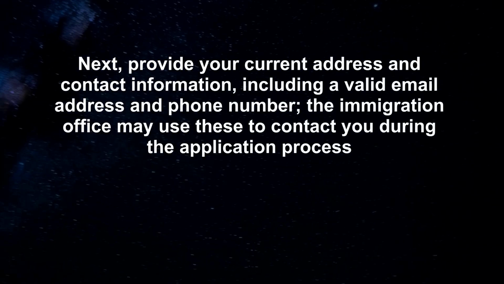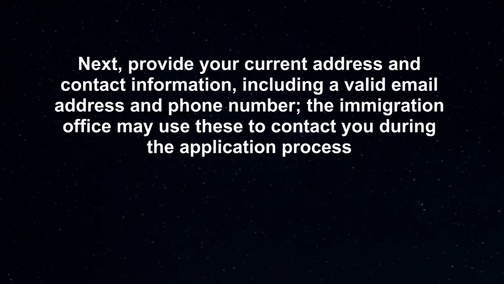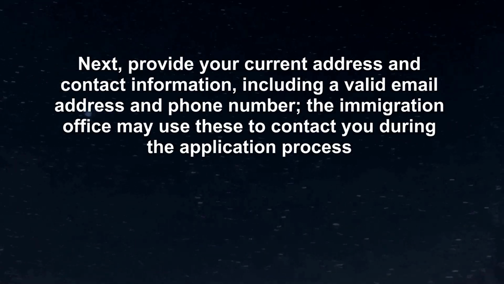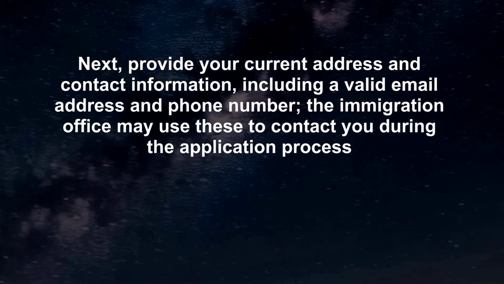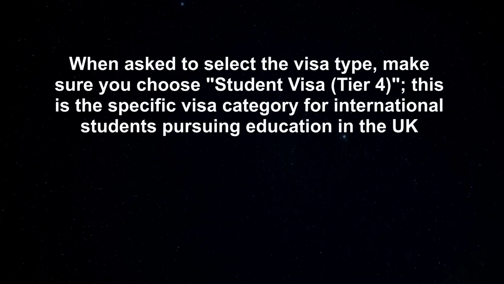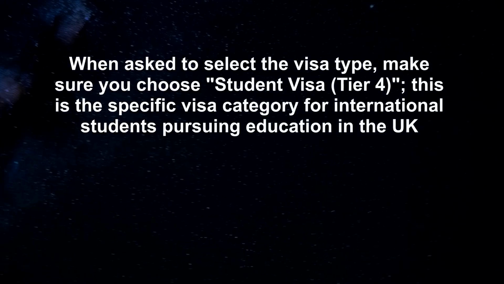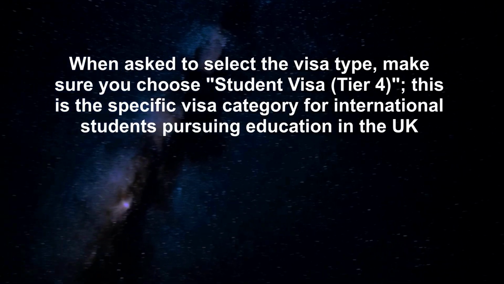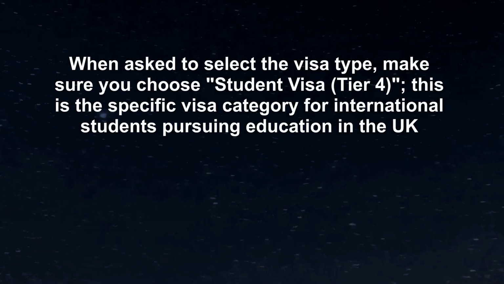Next, provide your current address and contact information, including a valid email address and phone number. The immigration office may use these to contact you during the application process. When asked to select the visa type, make sure you choose Student Visa Tier 4. This is the specific visa category for international students pursuing education in the UK.